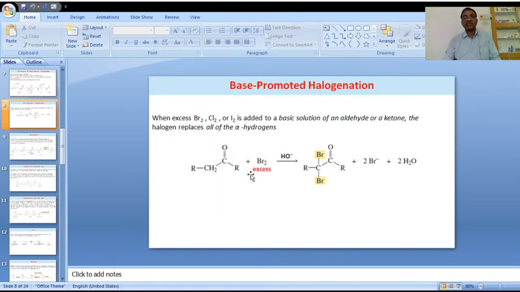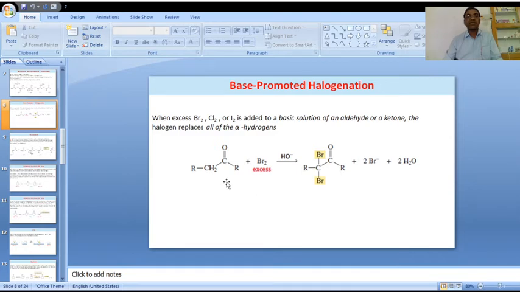The halogen replaces all the hydrogens. Here, two alpha hydrogens are available in this carbonyl compound. Both hydrogens are replaced by halogen in basic conditions. We have already discussed that in acidic conditions, only one halogen replaces a hydrogen. Only one halogen.